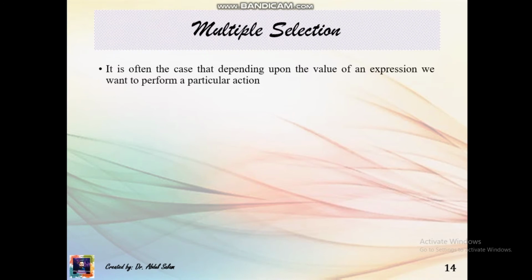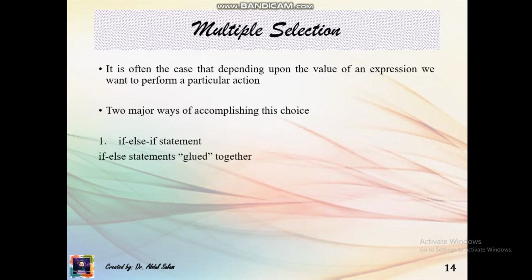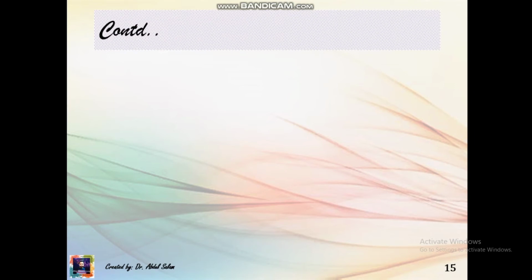For multiple selection, it is often the case that depending upon the value of an expression, we want to perform a particular action. There are two major ways of accomplishing this choice. Number 1, if-else if statement, which is if-else statements glued together. Glued means joined together. Number 2 is the switch statement, an advanced construct. The switch statement simply works the same as if-else, but it is an advanced structure.